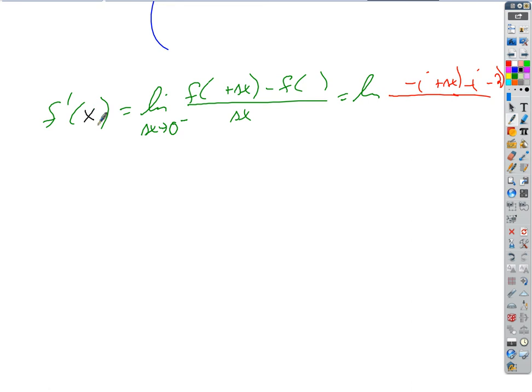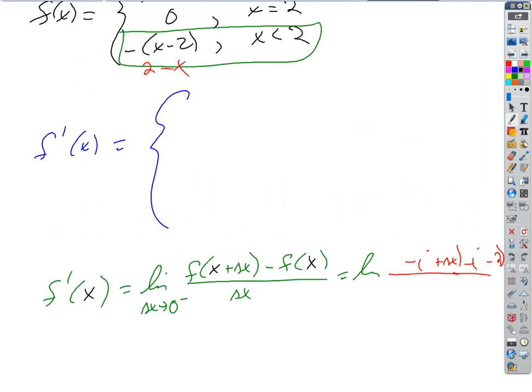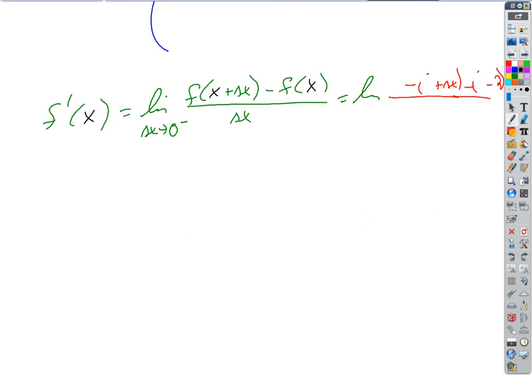So f prime of x is just gonna be f of x plus delta x minus f of x. So for our specific function, on this part of the domain, to the left of the junction, remember, f of x is just 2 minus x. Wasn't it? Yeah, 2 minus x. So then what's f of x plus delta x? Let's just start all over up here.